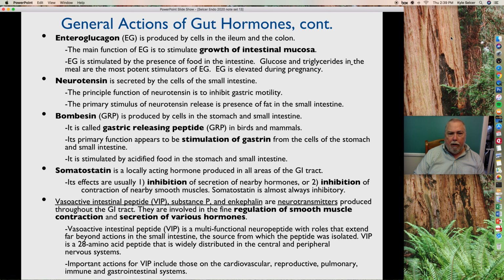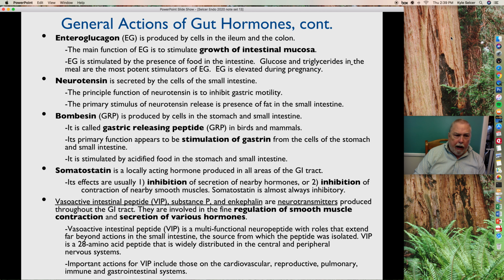Enteroglucagon is stimulated by the presence of food in the intestine, so just anything moving through will keep it going. Glucose and triglycerides in the meal are the most important stimulators. It's also, strangely enough, elevated during pregnancy. Neurotensin is secreted by the small intestine. Its principal function is to inhibit gastric motility. The primary stimulus is fat in the small intestine. So just another thing that says, once you get enough stuff in the gut, you kind of want to shut the stomach down for a little while. So there's a back and forth there.